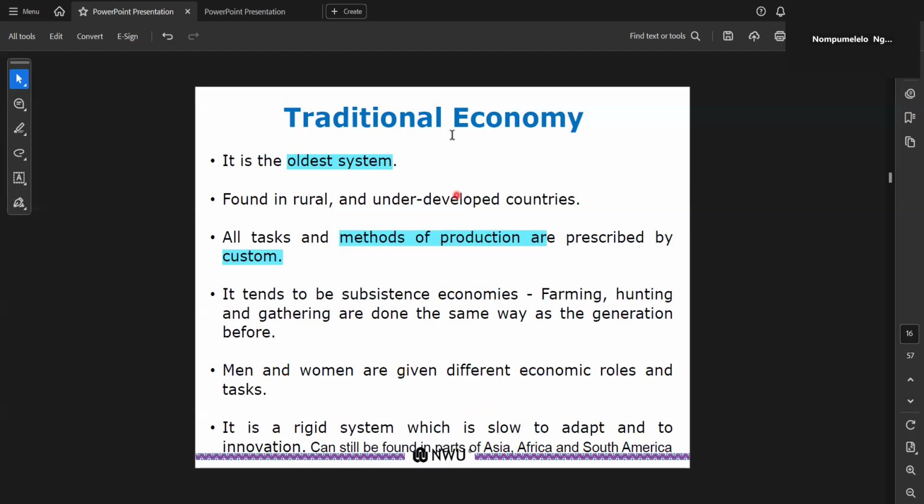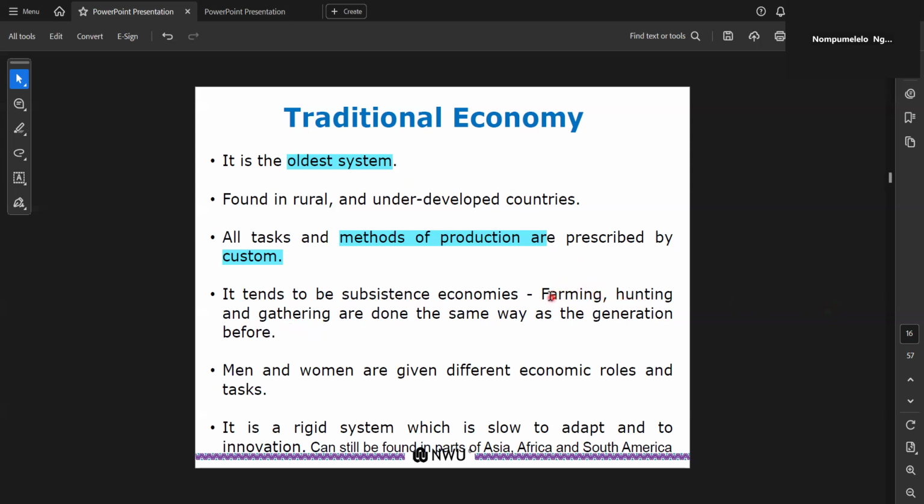But I think the most important thing here, because we just have to be able to describe, is that for a traditional economy, you just think of traditional. Then you know that it is the oldest system. It is found in rural areas, and their methods of production are based on customs, meaning that they follow their traditional ways of doing things. For example, farming, hunting, and gathering. In rural areas, they still follow the traditional way of doing things.